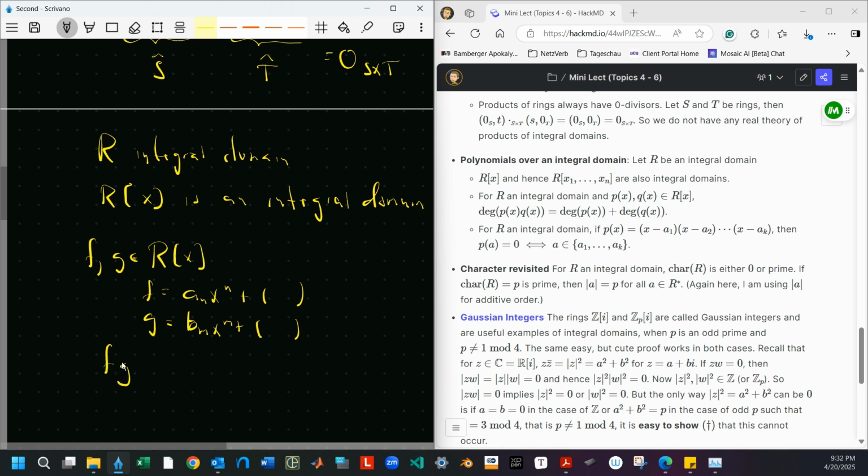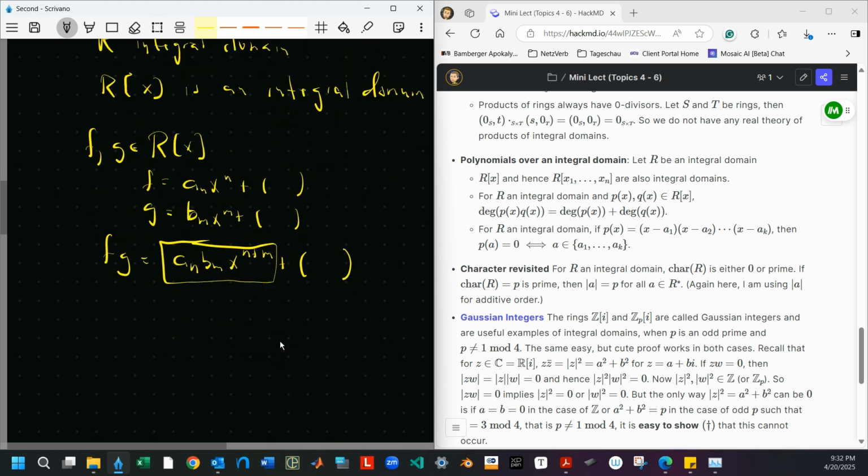And then fg is going to be a_n b_m x^(n+m) plus all this stuff out here. Now, what is this stuff going to be? Well, it's going to be this stuff times that, this stuff times that, then those two stuffs times each other. But that doesn't matter. The leading term is that. And since a_n b_m does not equal 0, because a_n was not 0 and b_m was not 0, because we're in an integral domain, we know that this term is not 0.